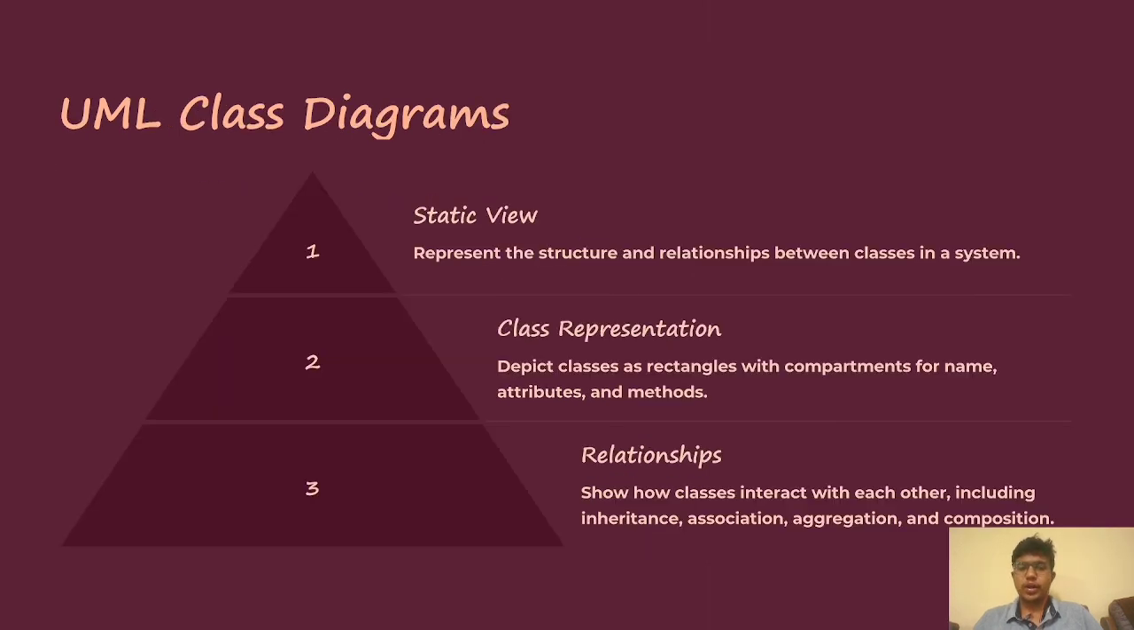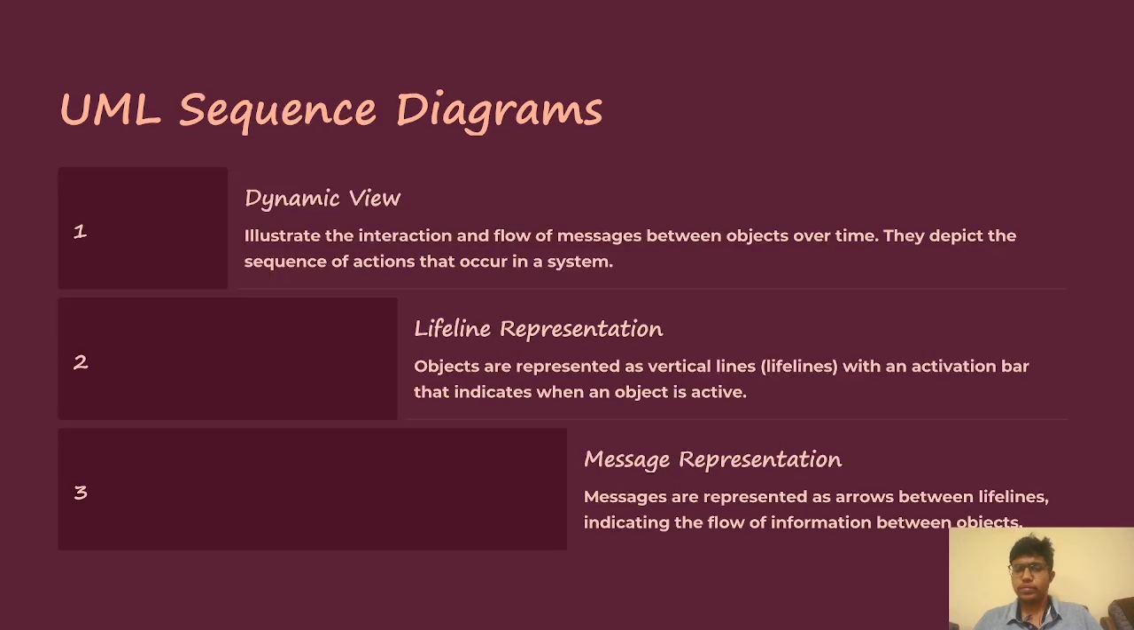UML class diagram: static view, class representation, relationships. The static view represents the structure and relationships between the classes in a system. Classes are represented as rectangles with compartments for name, attributes, and methods. They show how classes interact with each other, including inheritance, association, aggregation, and composition.